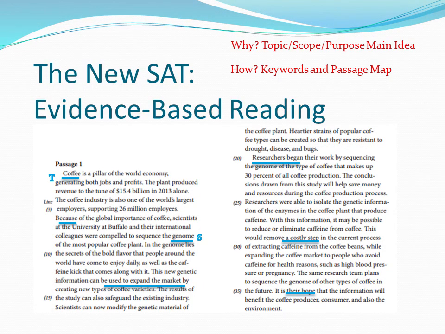The conclusions drawn will help save money and resources during the coffee production process. They were able to isolate this information that deals with the caffeine, and they can help people avoid caffeine. Yeah, you see here that they did this. Yeah, this would remove a costly step. The outcomes, right? The outcomes of this, that's the function of this second paragraph, right? First paragraph, this is what they studied and why. Secondly, this is the outcome of their study.